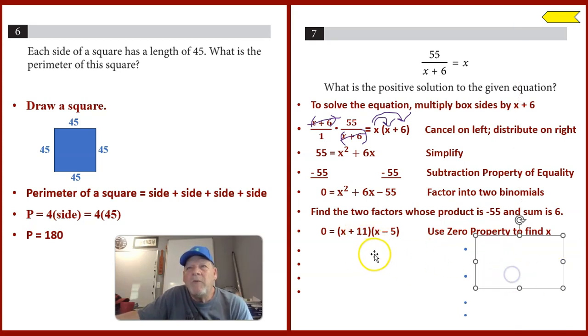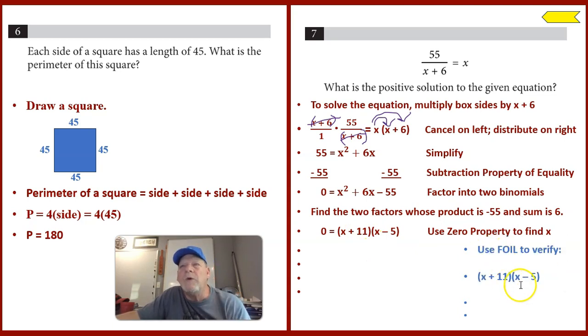So if we want to check and see if that's really true, we can use FOIL to verify that that really is true. And do you remember FOIL from algebra? Your F is first, so I take my x times my x. The O is outer, so I'm going to do my x times my negative 5. I'm kind of like drawing a face. And then my inners, I, would be kind of like a nose, 11 times x, and then last will be 11 times negative 5.